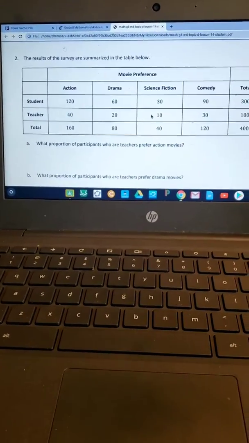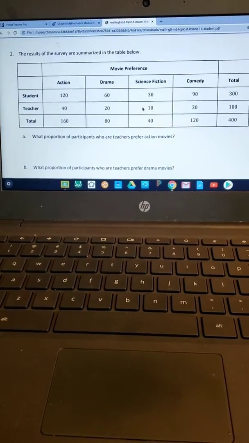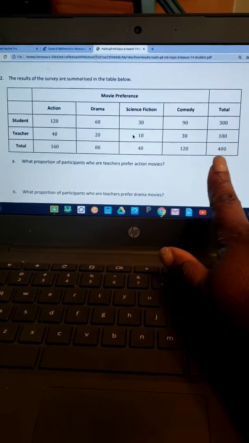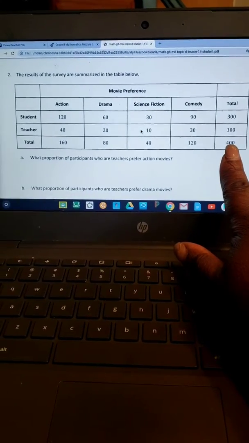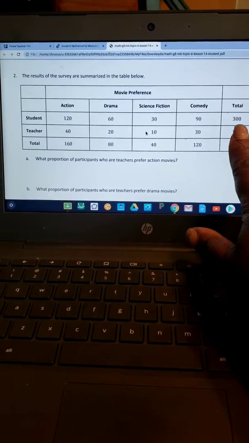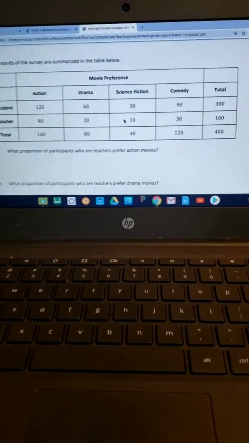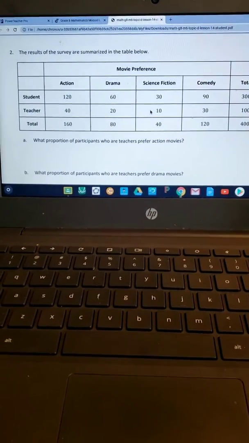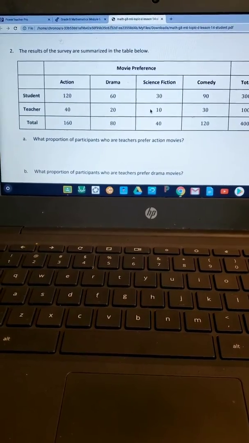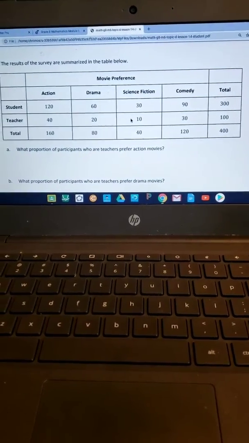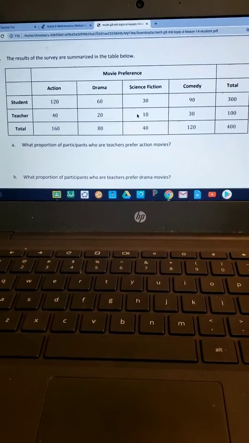It says the results of the survey have been summarized below. As you can see right here, that is a total of 400 people. 300 of them are students and 100 of them are teachers. Then it breaks it down. We have 120 students that like action, 60 that like drama, 30 for science fiction, and 90 for comedy, for a total of 300 students.